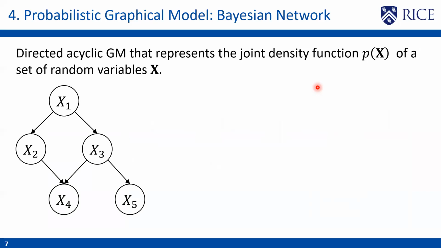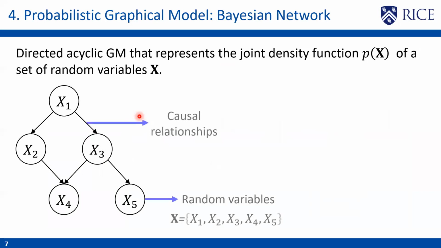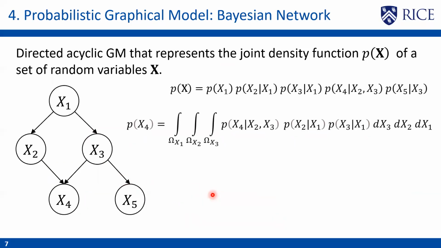A Bayesian network in general is a directed acyclic graphical model that represents the joint density function p(x) of a set of random variables. For example, in this toy network, we can see that the links represent the causal relationships and the nodes represent the random variables. The joint probability will be given by the product of the individual conditional probabilities, and if we want to compute the marginal probability of one of the random variables, for example x4, we will just have to integrate over the variables that it is dependent on.